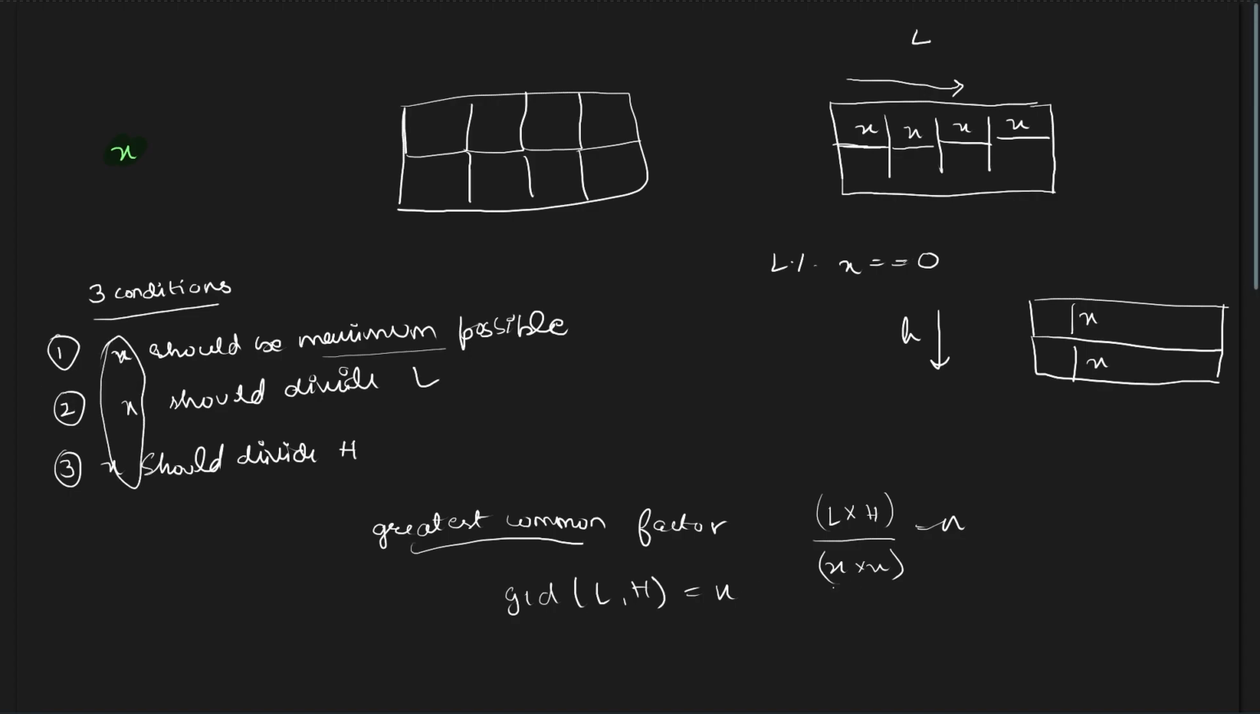Once we know the value of x, we can certainly find the number of squares that we will be able to cut out by this formula, where this is the area of the bigger rectangle, L into H, and this is the area of the smaller square that we are going to cut out. If we divide the bigger area by the smaller one, we will get the number of squares that we will be able to cut out from the rectangle, right?